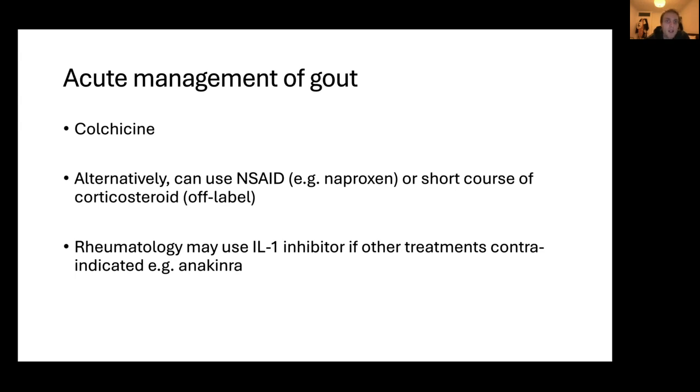So what can happen is patients need a short course of steroids, which is actually off-label, but it is recommended by NICE. And then even in some cases, rheumatology departments may treat patients with more specialist DMARD medications, DMARD meaning disease-modifying anti-rheumatic drug. And one of these is an IL-1 inhibitor called anakinra. So if all other treatments are contraindicated, sometimes that can be used. And then a final consideration is sometimes they'll do intra-articular steroid injections for gout if all else fails.